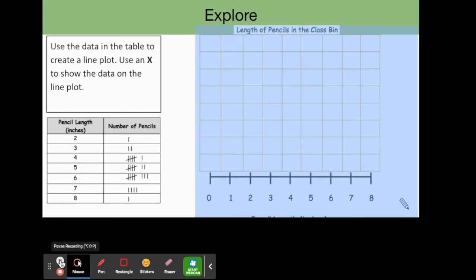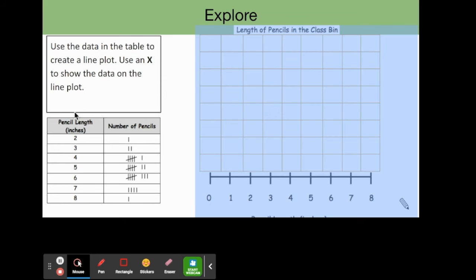Awesome. Let's look at another example from today's lesson. It says, use the data in the table to create a line plot. Use an X to show the data on the line plot. So the data here in the tally chart once again says pencil length inches and number of pencils. 2 inches, 1, 3 inches has 2 tally marks, 4 inches has 6 tally marks, 5 inches has 7 tally marks, 6 inches has 8 tally marks, 7 inches has 4, and 8 inches has 1.